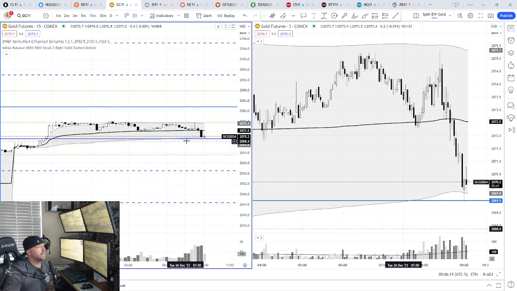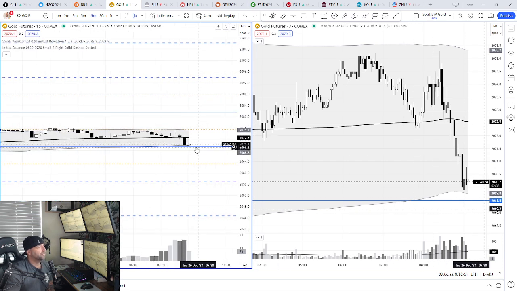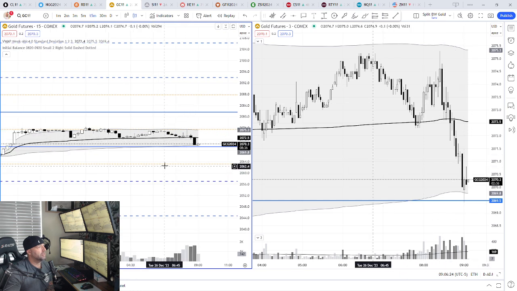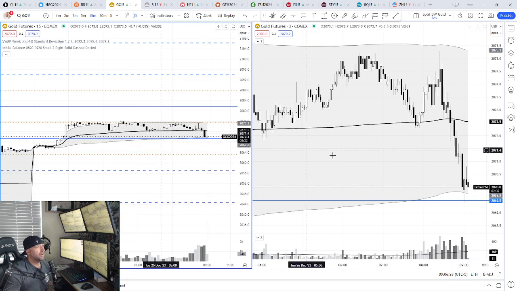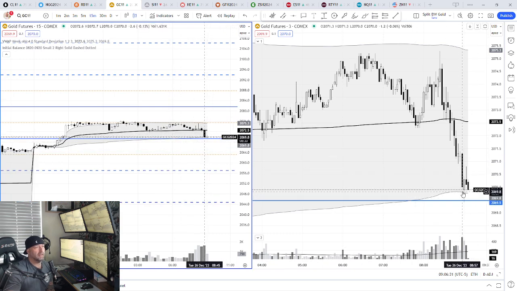Gold is in this interesting area. So what we're doing right here in gold, almost to the tick, is we sold off to initial balance low from Friday's session. Held, and that was also value area low on the session for VWAP.